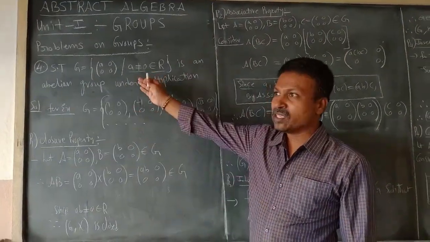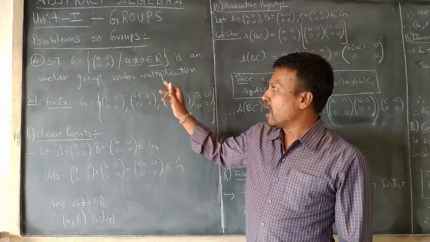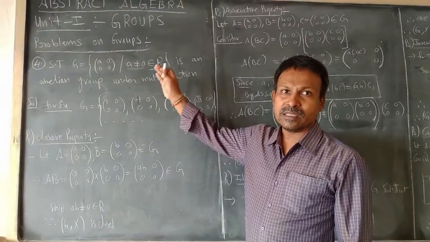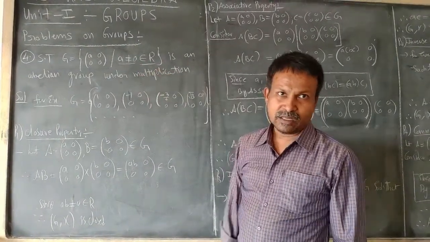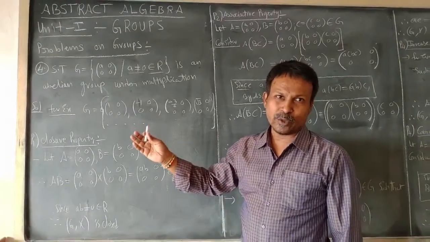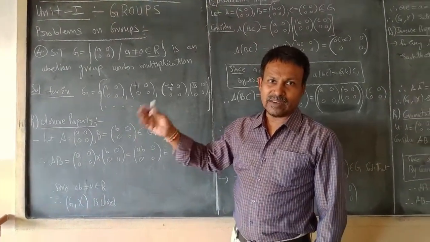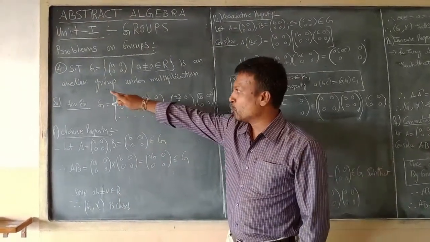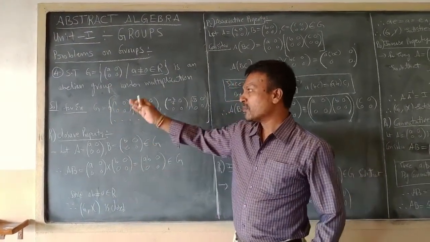Here, the set G is a set of matrices and the operation is multiplication. And what is to be proved is that G is a group with respect to multiplication. So we should recall the properties. One is the closure property, associative property, identity property, inverse property, and the commutative property, since we have to prove that G is an abelian group.